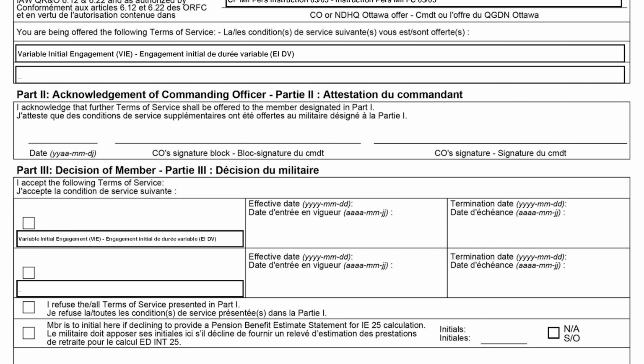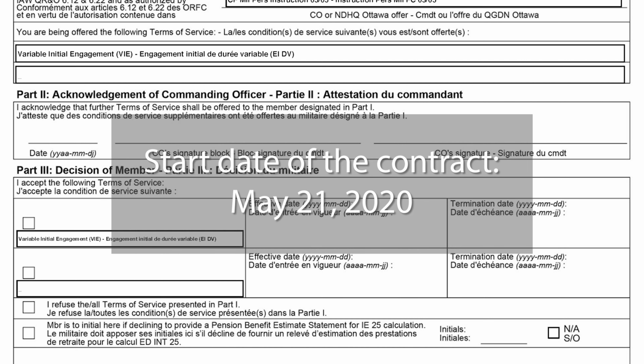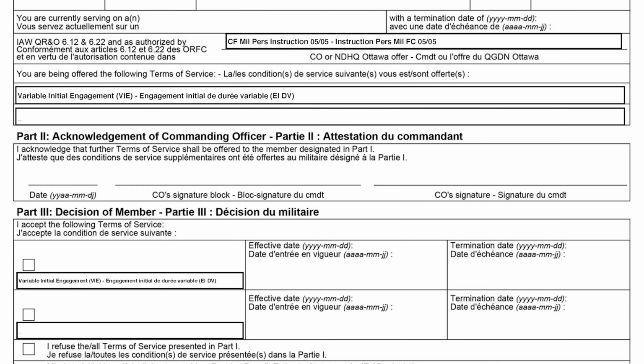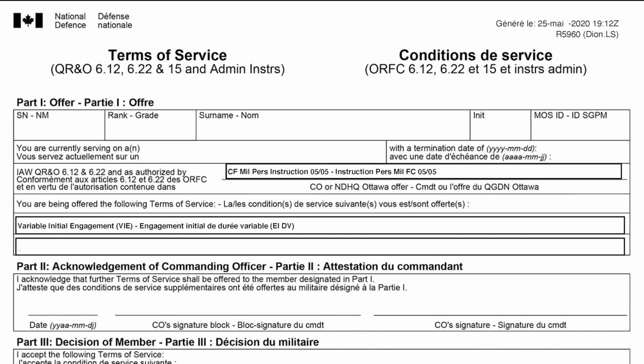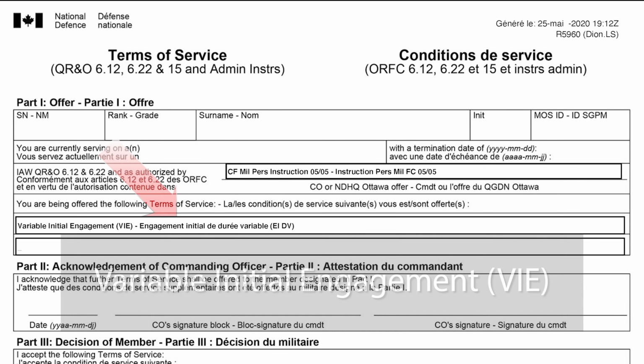For example, your contract is for 3 years. If the enrollment date is May 21, 2020, which is also the start date of your contract, the termination date of your contract will be May 20, 2023. Finally, check that the following note is written: CF Milpers Instruction 05/05 and Variable Initial Engagement.